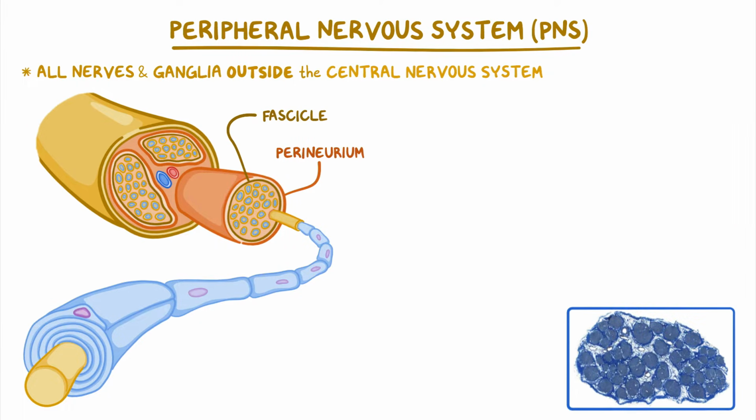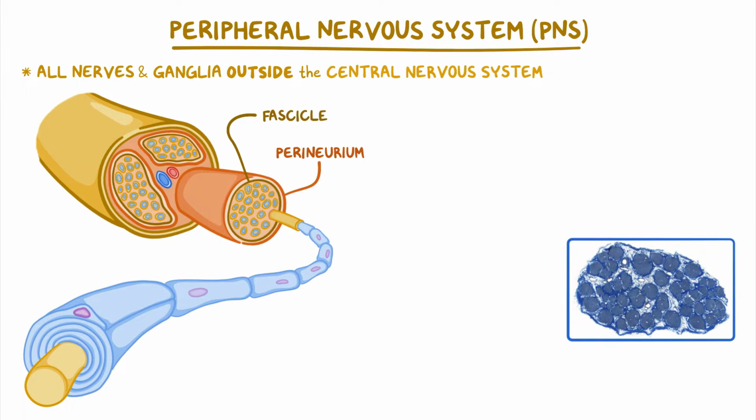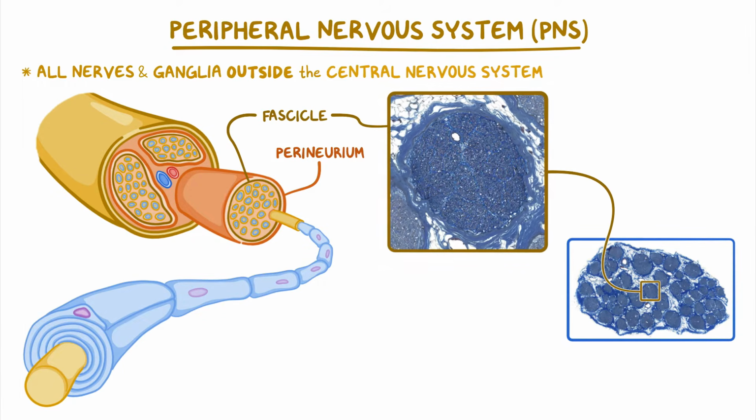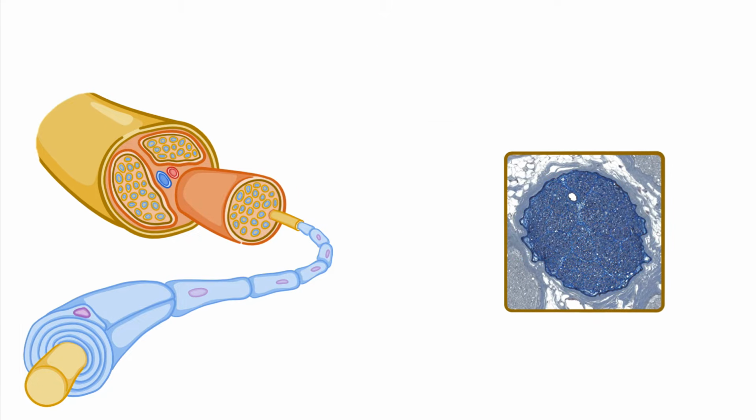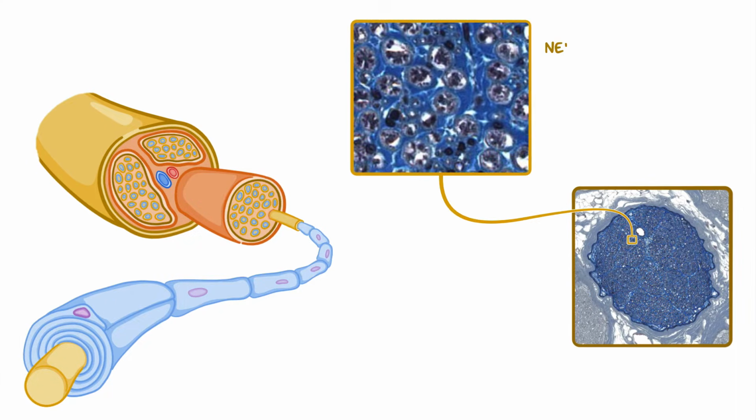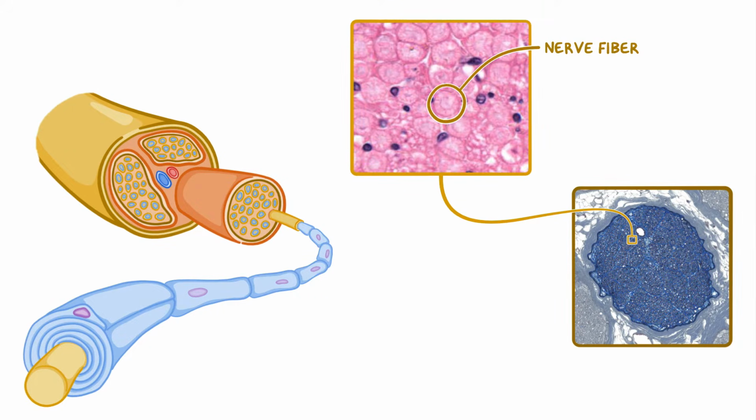This cross-section of a larger peripheral nerve was stained with Masson's trichrome. If we zoom in to look at just one fascicle, we can see that the thin layer of perineurium surrounding the fascicle is stained a darker blue. At 40 times magnification, we can see the individual nerve fibers, but the structures are not as easy to identify compared to a similar image stained with H&E instead.